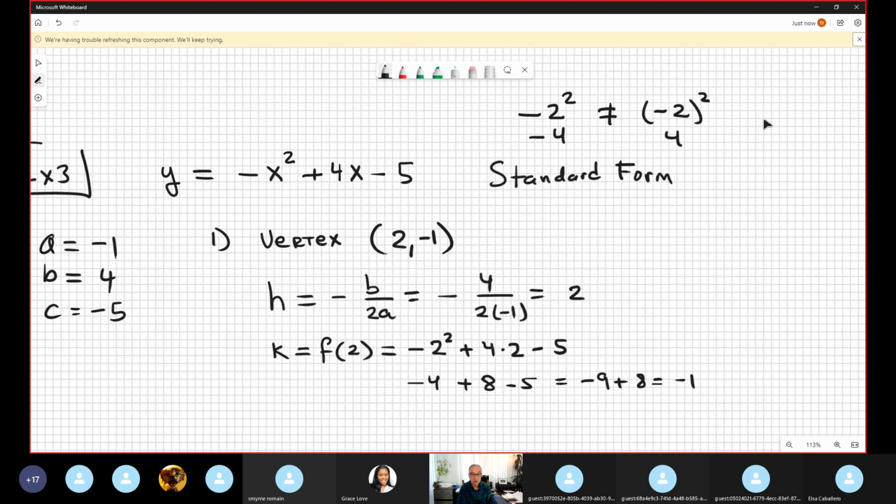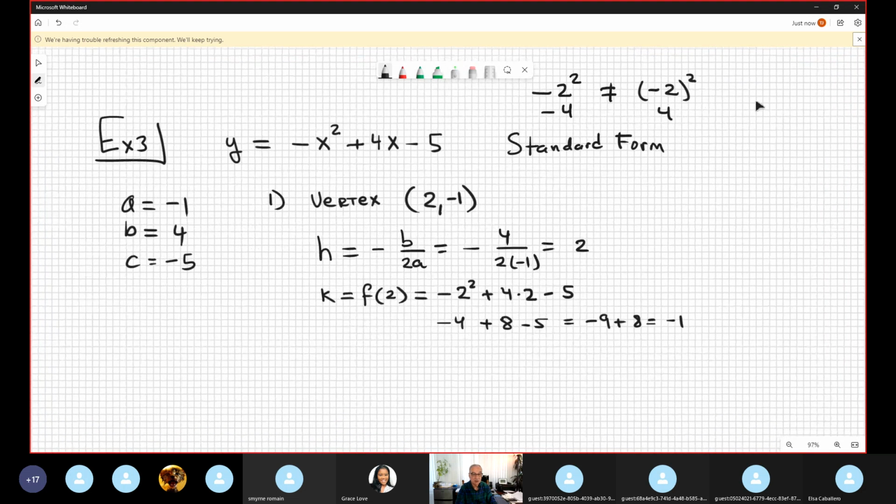Now let's move on to the second step. Determine in what direction this famous parabola opens. Open down or open up? Open down. The reason it opens down is because a is negative 1. When a is negative, it opens down for sure. And the vertex is the point (2, -1).